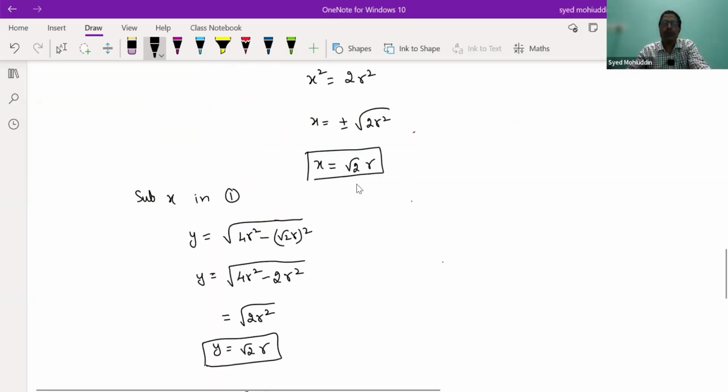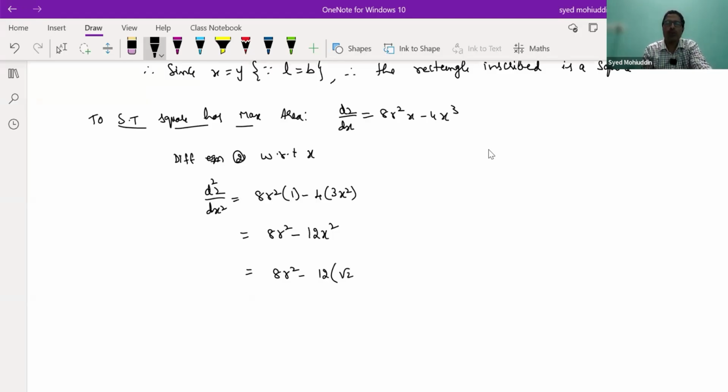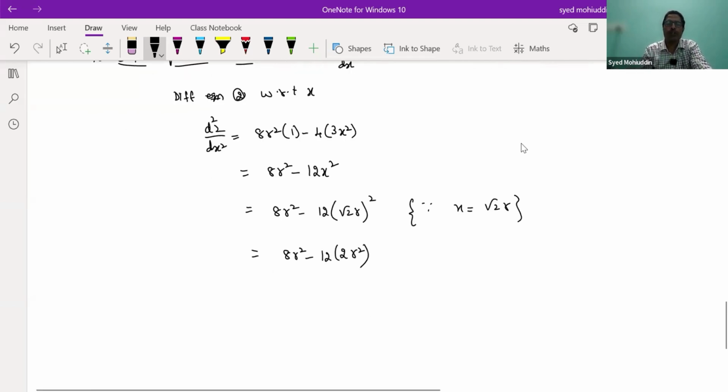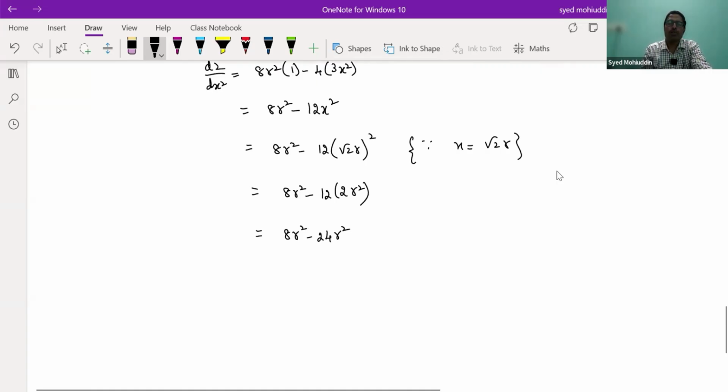Right, this x is root 2 r, and it is squared. Since x equals root 2 r, we are having 8r square minus 12 times, but this root and square will get cancelled, leaving just 2, and this is r square. Further, if you simplify this one, it is 8r square minus 12 times 2, which is 24r square. If you subtract this, you'll be getting minus 16r square.